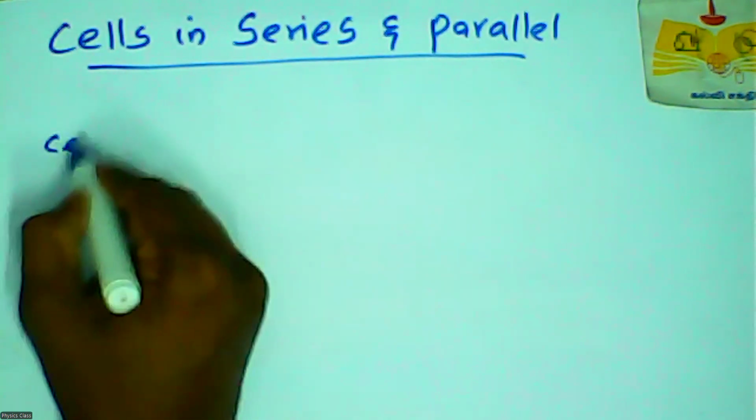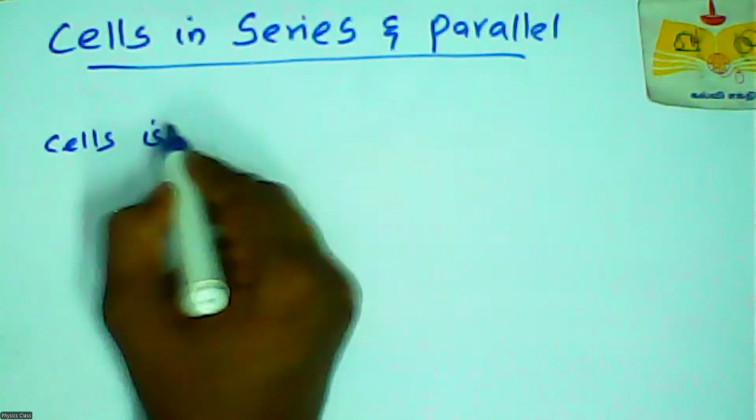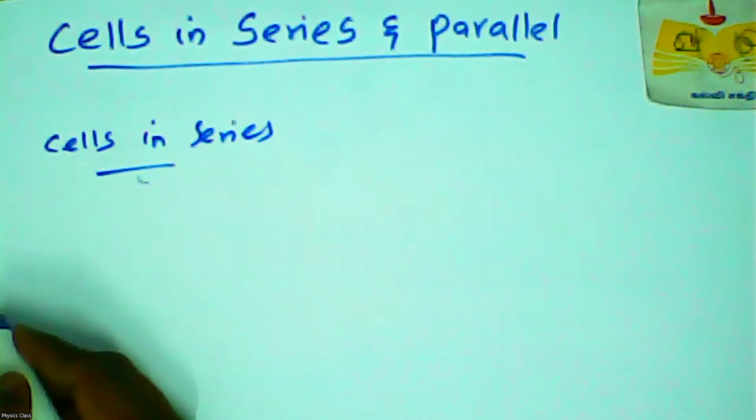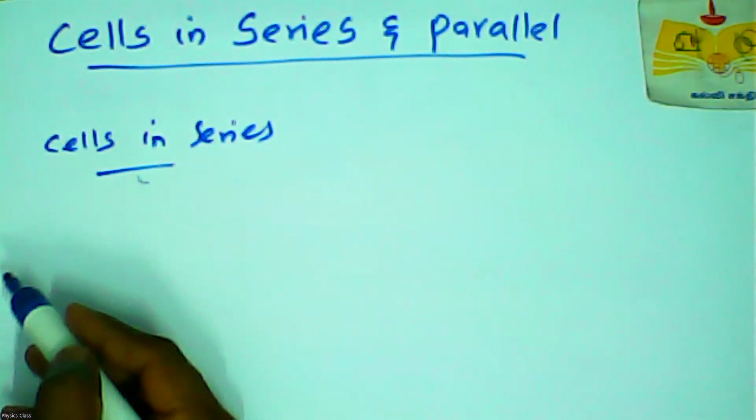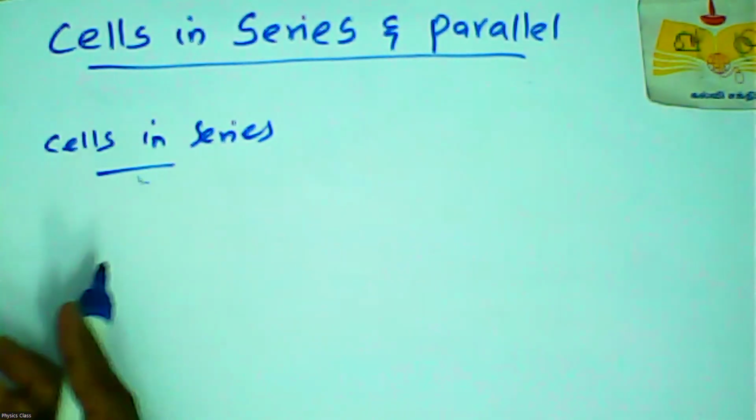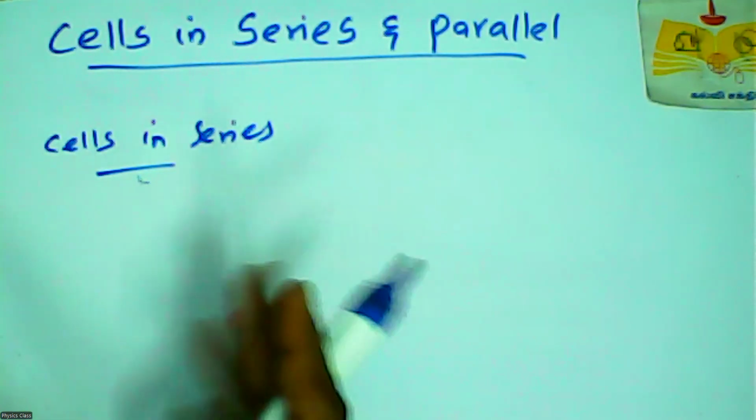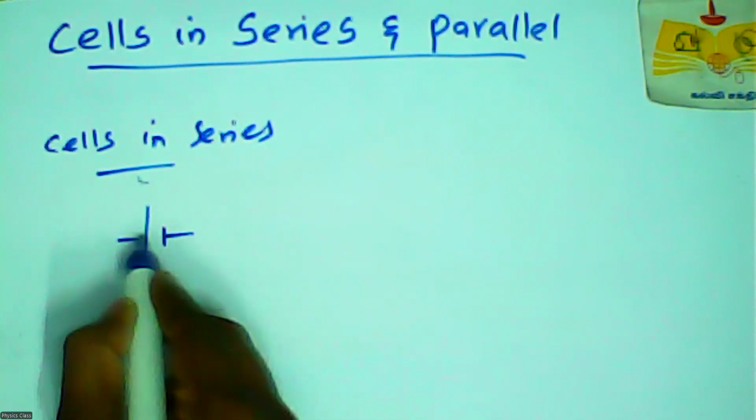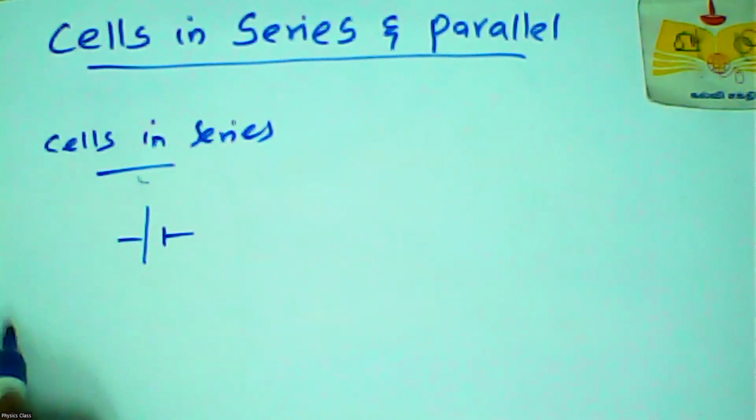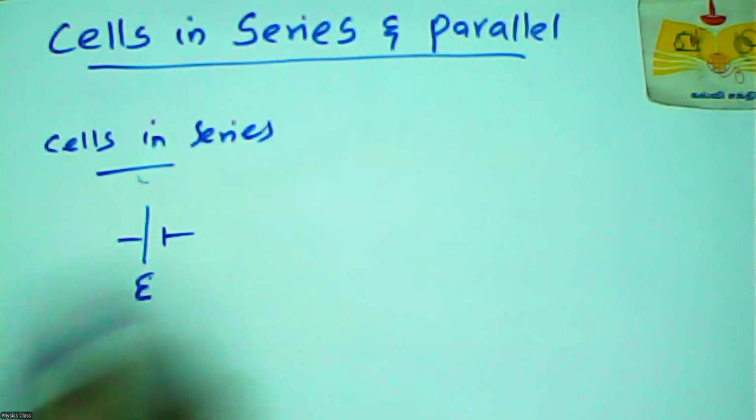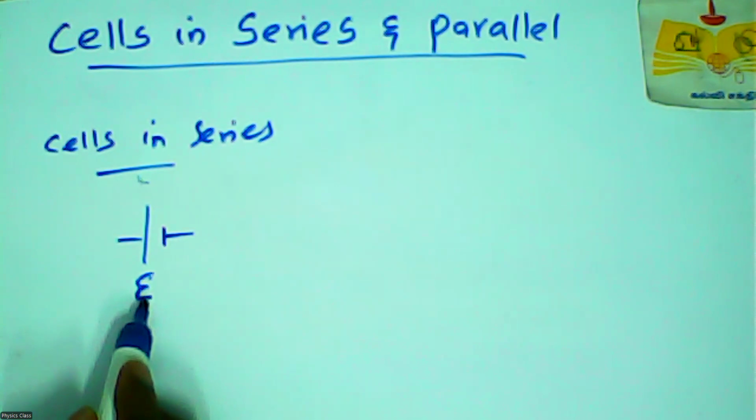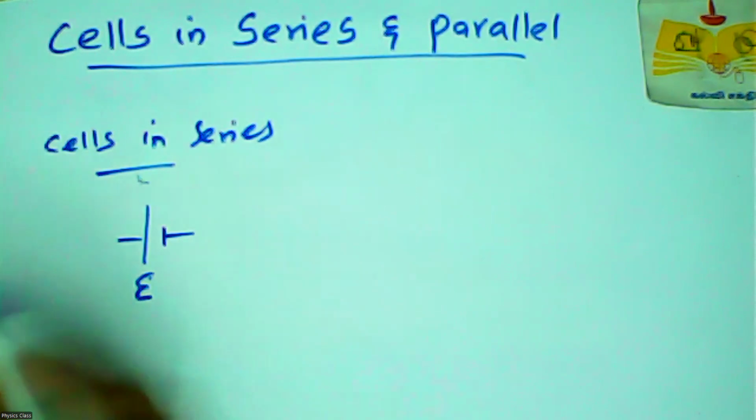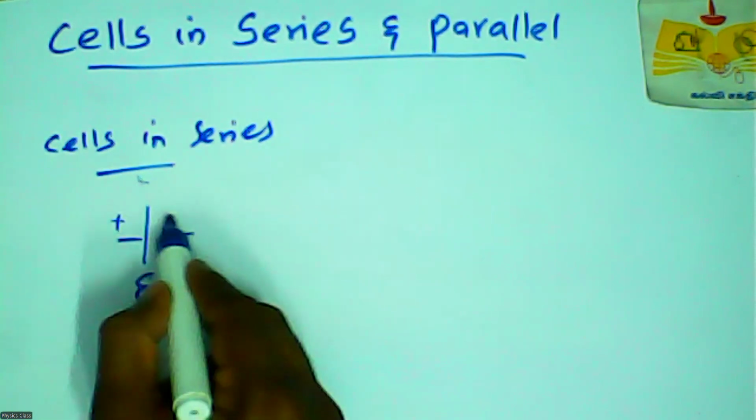First of all, cells in series. Cell, another name for which is battery, because several cells can be connected to form a battery. So for example, this is the circuit symbol for a cell. It has an EMF. Epsilon means EMF. This is a cell. This is the positive terminal, and this is the negative terminal.